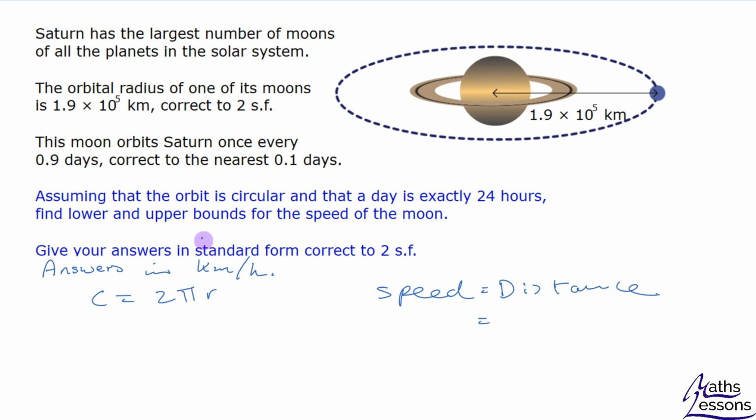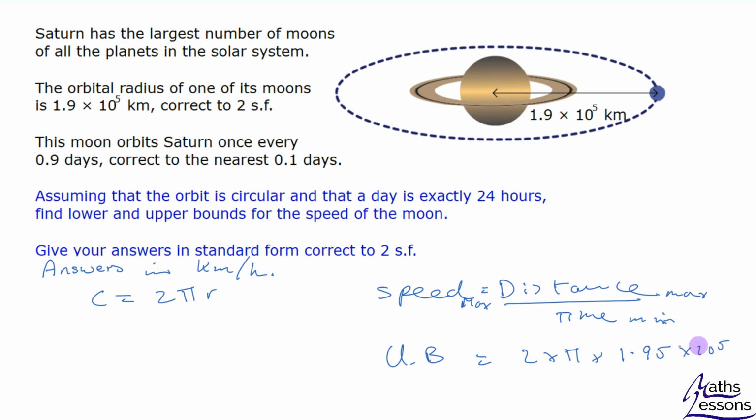Now, looking for the upper bound, so we want the distance over time. To find the upper bound, we're going to use distance max over time min, because that will lead to the biggest values when you divide these. So if we're looking for the upper bound for the speed, the distance will be equal to 2 times pi times the radius, which is 1. Now the upper bound of this, to 2SF, is going to be 1.95 times 10 to the 5.